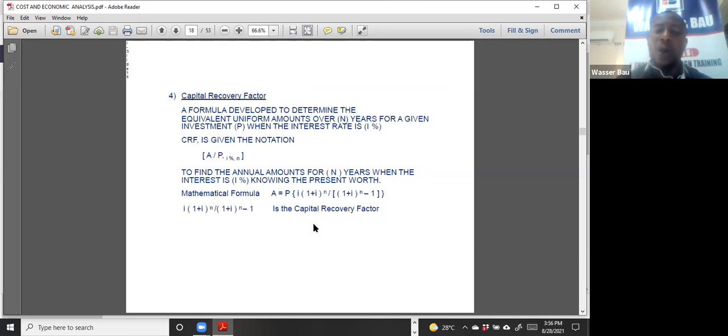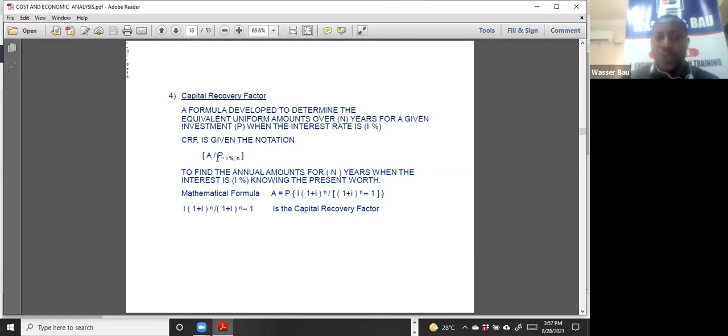The fourth one is called the capital recovery factor. I think in the MBA class, the executive MBAs, that's what they call it. And what is this? It is to find the annual amount for n years when the interest is i%, knowing the present worth. So if I know the present worth of this car, how can it be split per year to be worth the amount that it is worth today?